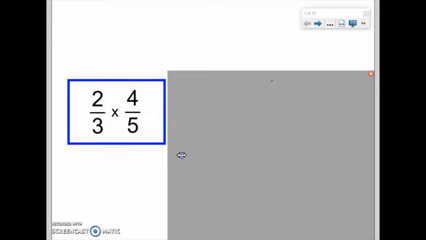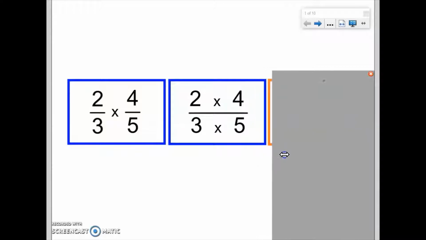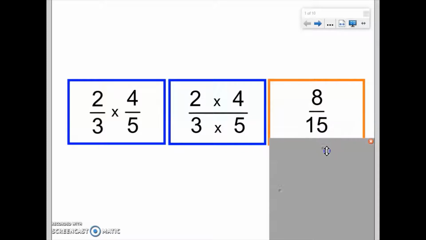So I'm just going to go ahead and do that. I'm going to multiply my numerators, which is going to give me 2 times 4, and I'm going to multiply my denominators, 3 times 5. That's going to leave me with 8/15. So when I multiply 2/3 by 4/5, my answer is 8/15. At this stage, if it was possible to simplify, then I would go ahead and simplify. But for this answer in particular, we can't simplify. So 2/3 times 4/5 is 8/15.